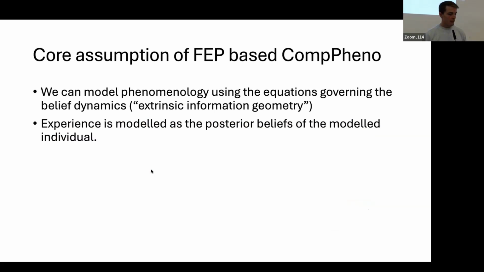So in a computational phenomenology that's based on the free energy principle, the assumption that we're making is that we're linking the phenomenology to the belief dynamics, right? And that's the key point. So we can ask, what posterior belief are we using to model a particular aspect of phenomenology? That's the assumption that's being made here.